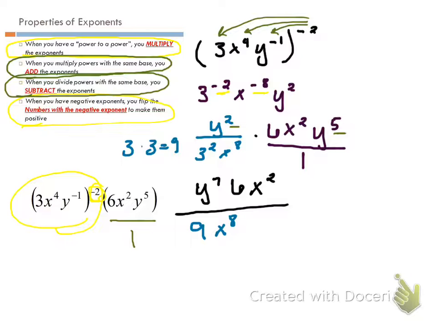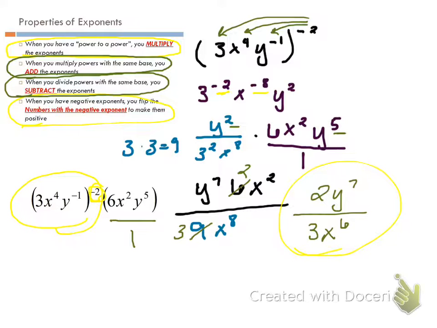And now you can see that we have x squared on top and x to the 8th on bottom. When you have powers with the same base, you subtract those. So you can also combine the like terms on 6 and 9, so you have 2 and 3. So you should end up with 2 y to the 7th over 3 x to the 6th. Now the reason the x to the 6th is on the bottom is 2 minus 8 is a negative number. If that becomes negative, it goes on the bottom. If that number, when you subtract, is positive, it goes on top.